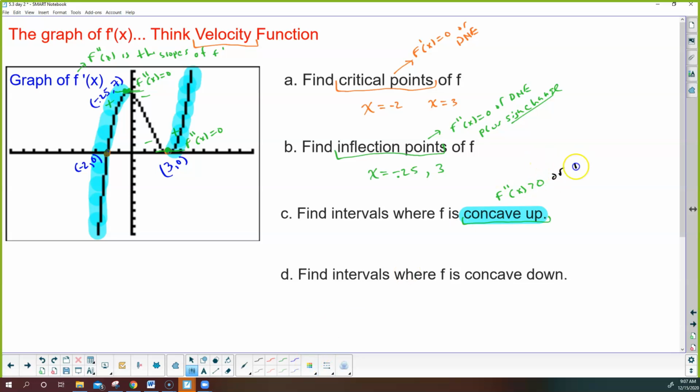There's another way to think of this. Concavity is also when f prime is increasing, and those are those blue highlighted spots where f prime is increasing. So we're increasing from negative infinity to negative 0.25. And if it was Delta Math, they'd put the little union symbol. And then we're also increasing from 3 to positive infinity.